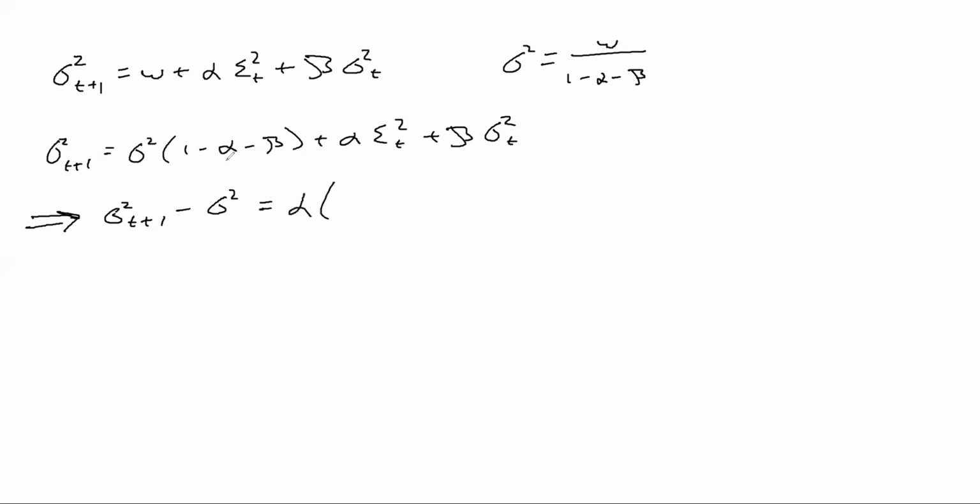alpha multiplied by today's error term squared minus the long-term variance, plus beta times today's variance minus the long-term variance. So if we take the expected value of this, we can get some more. So we can learn more about the volatility of the specific process.